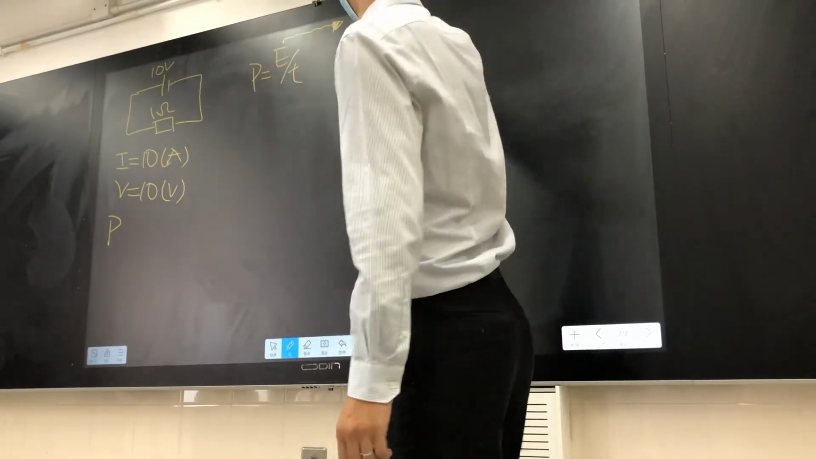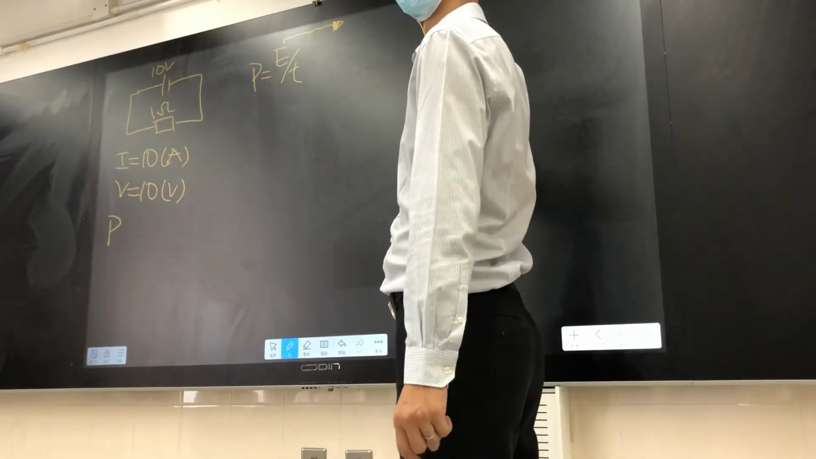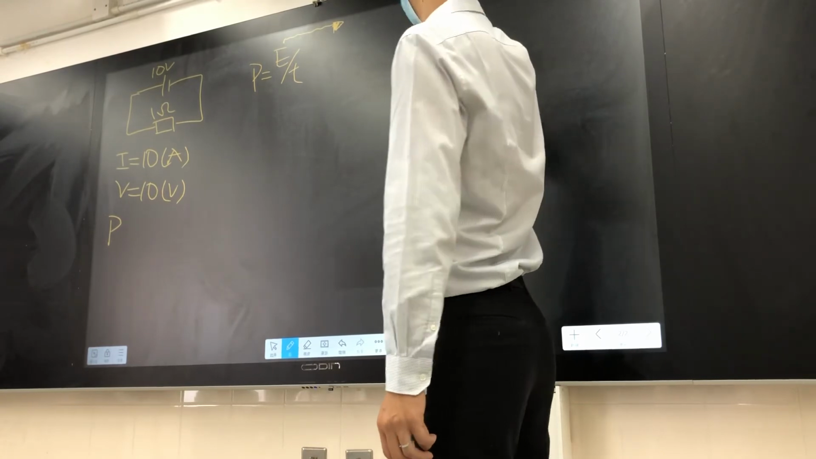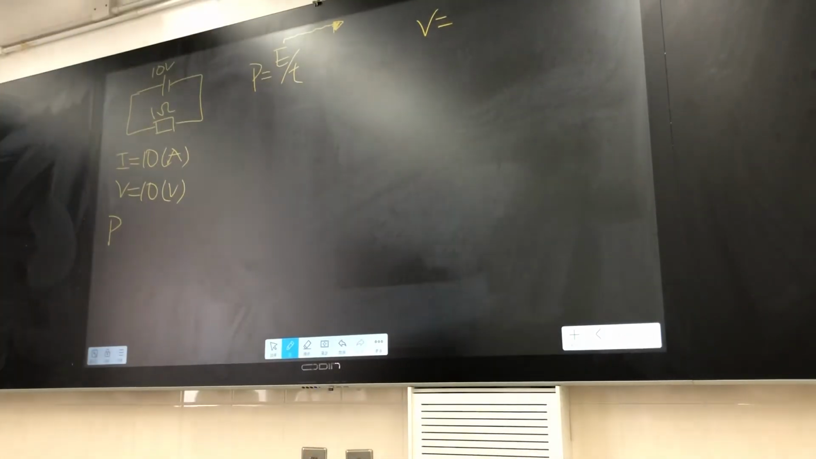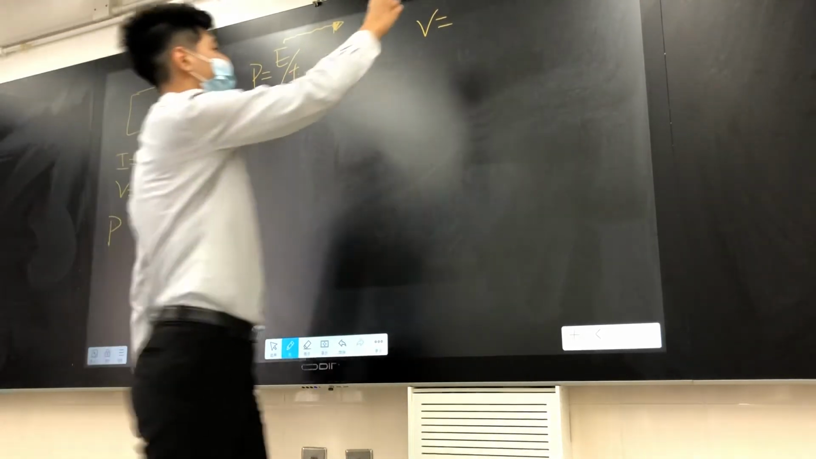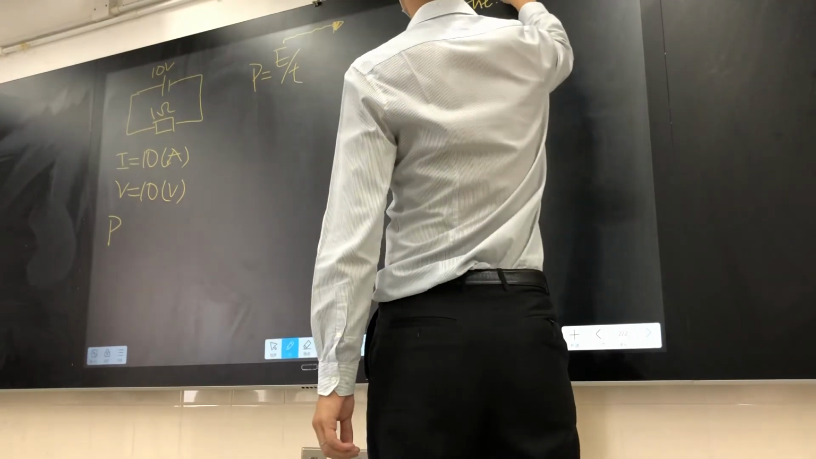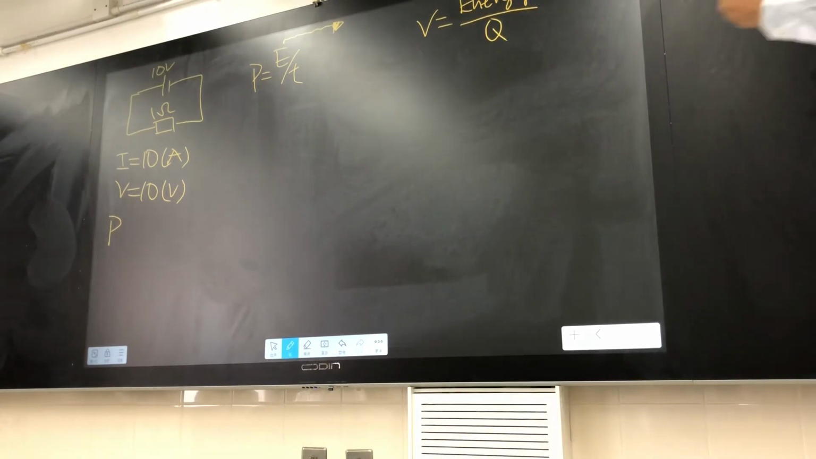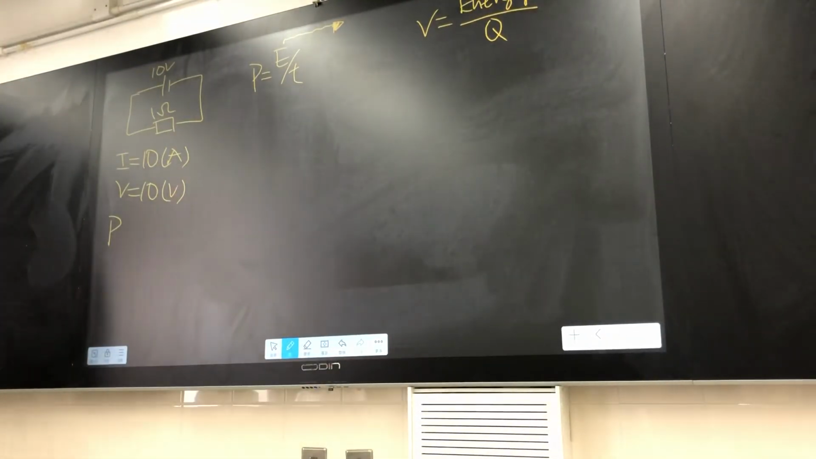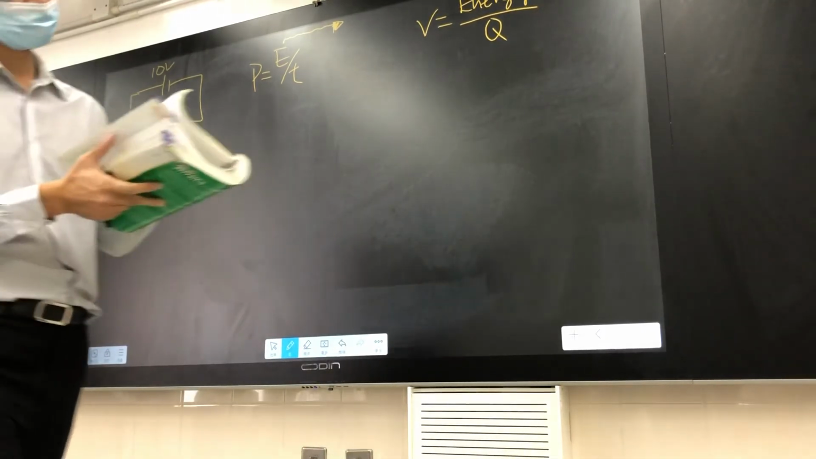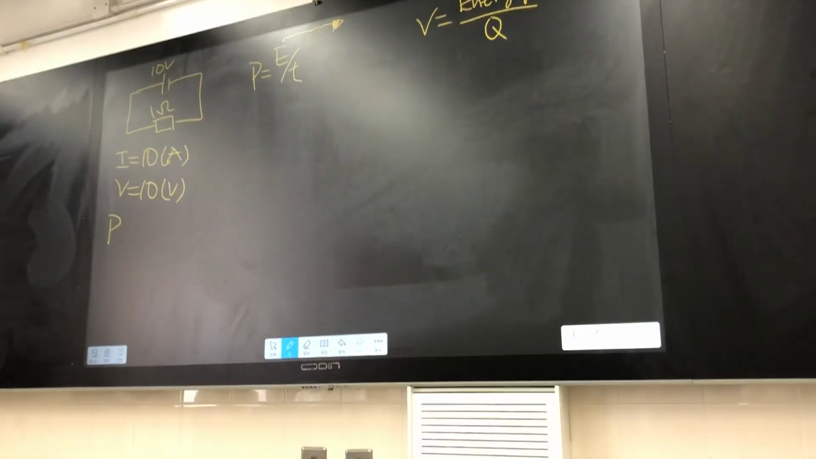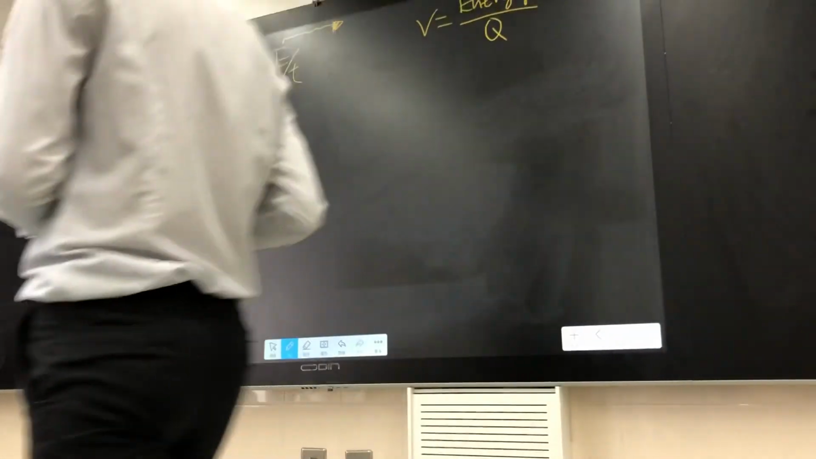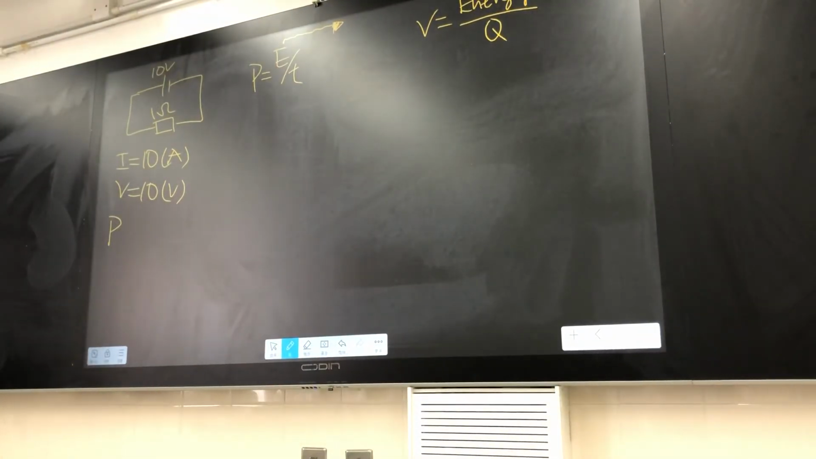So what's voltage? Voltage equals to IR. No, not IR. I mean the equation to link the voltage with the energy. What's the equation? The voltage equals energy over charge. Do you remember this equation? It's the equation when we first defined the voltage, which is on page 86.